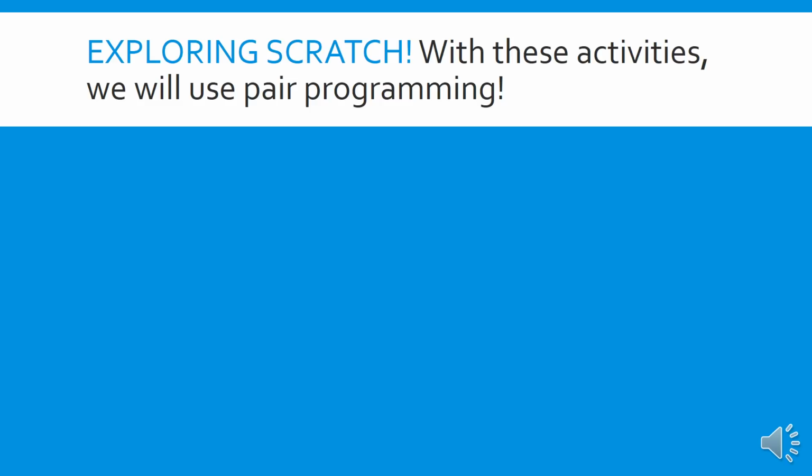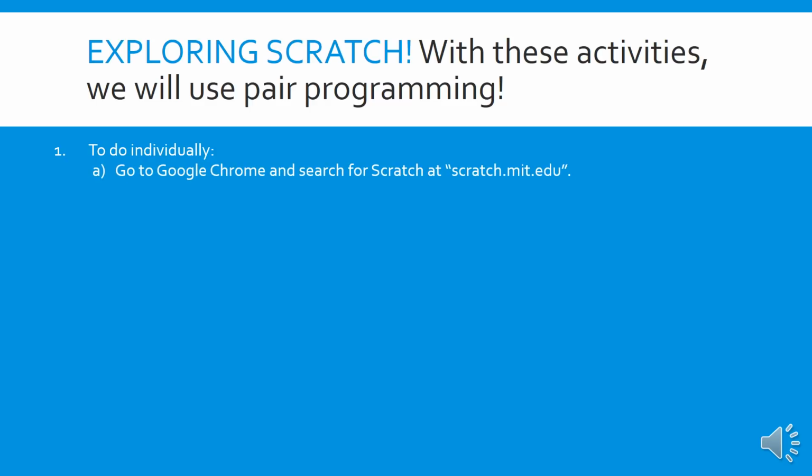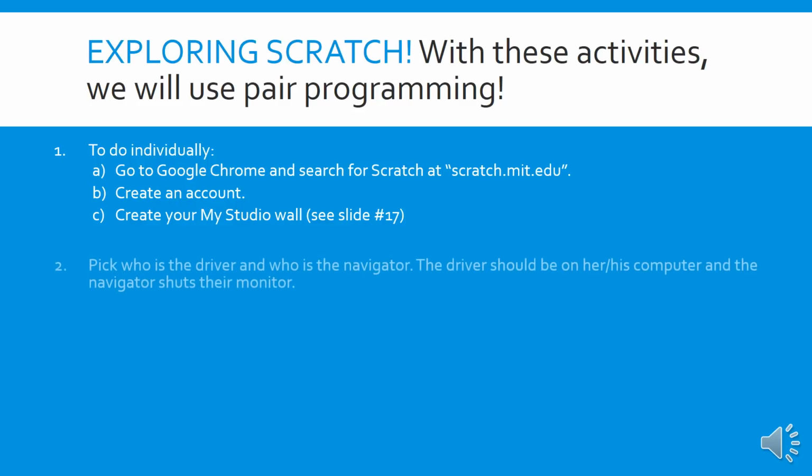Exploring Scratch. We're going to start our activities and we are going to use pair programming. First, you're going to start individually. You're going to go to Google Chrome and search for Scratch at scratch.mit.edu. Then you're going to create your own personal account. You'll create your My Studio wall. If you don't remember how to do this, see slide 17.